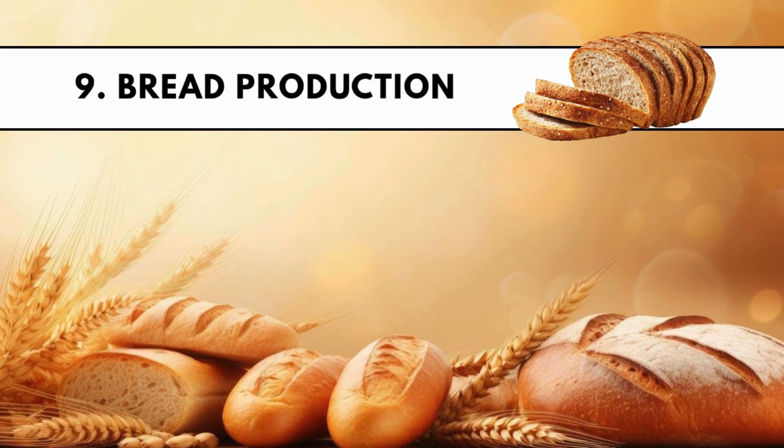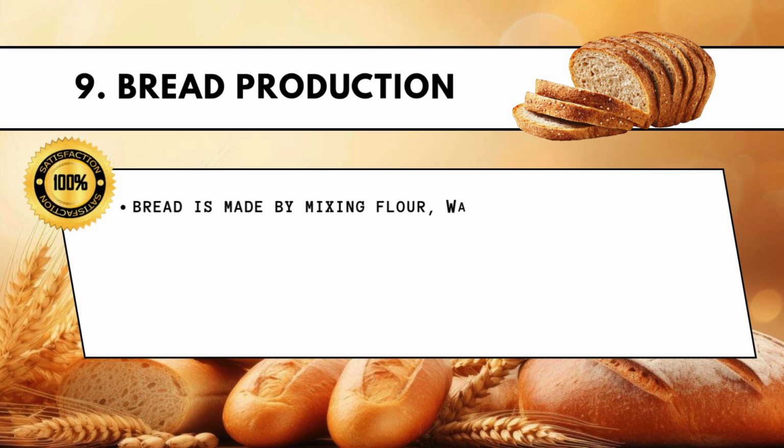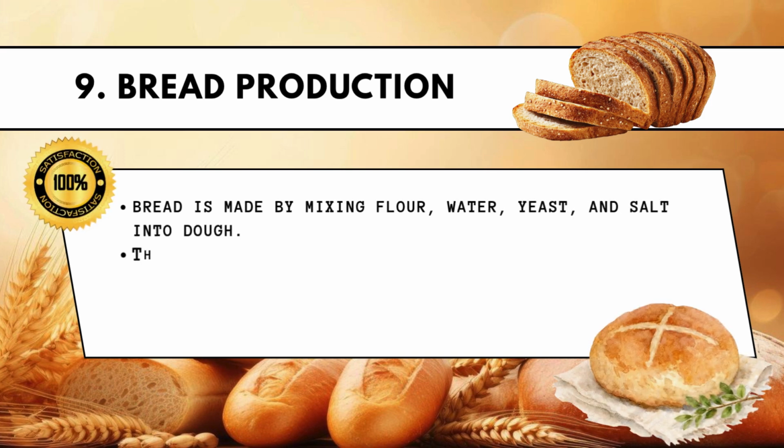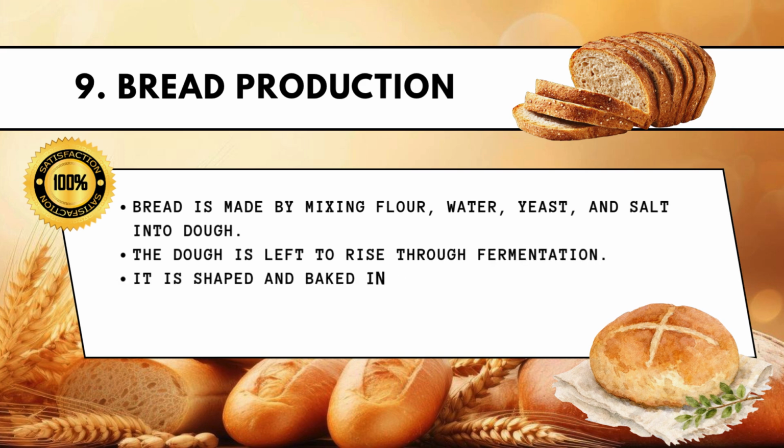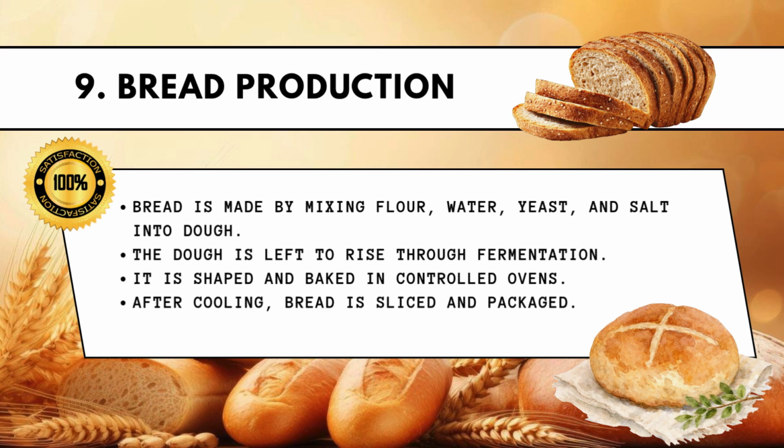9. Bread production. Bread is made by mixing flour, water, yeast, and salt into dough. The dough is left to rise through fermentation. It is shaped and baked in controlled ovens. After cooling, bread is sliced and packaged.